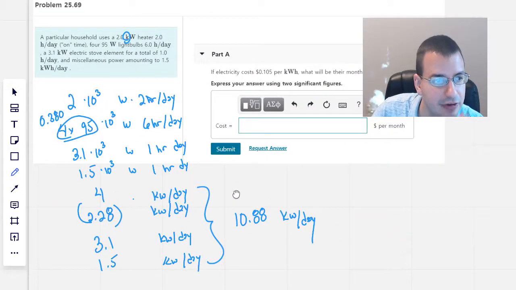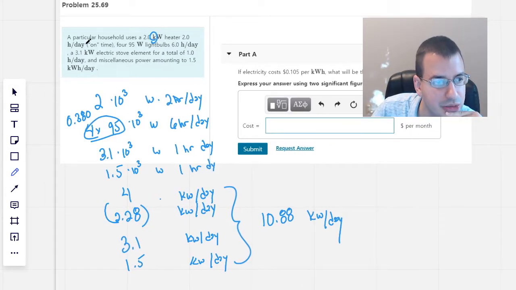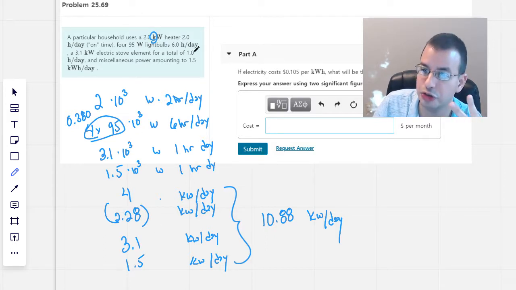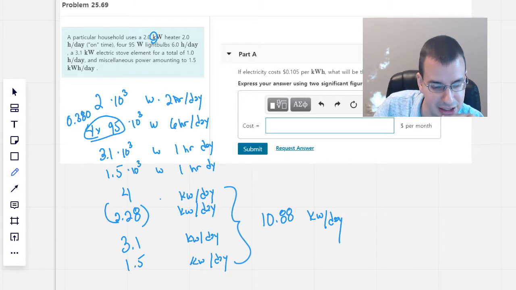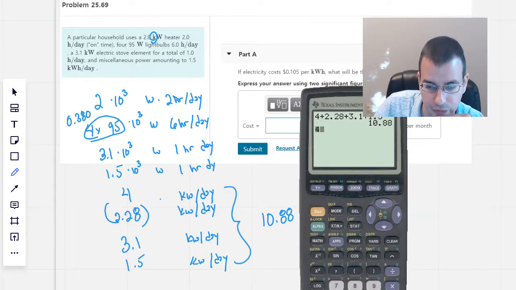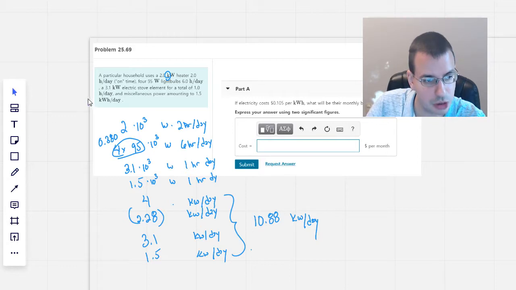So I have a lot of stuff here. Let me make sure that all seems reasonable. 1.5, 3.1, 2.28. The only thing we really had to convert was the water heater, which was used for 2 hours per day, and the light bulbs, which we had 4 of. So 4 times 95 times 6 gives me 2.28, yep. So that seems reasonable.